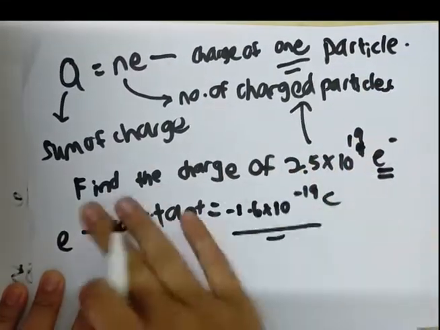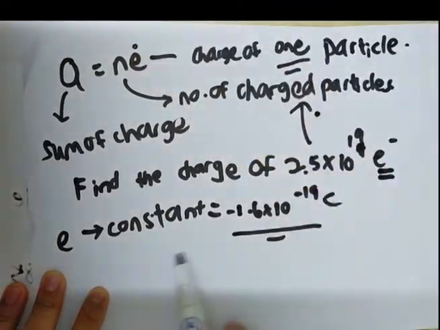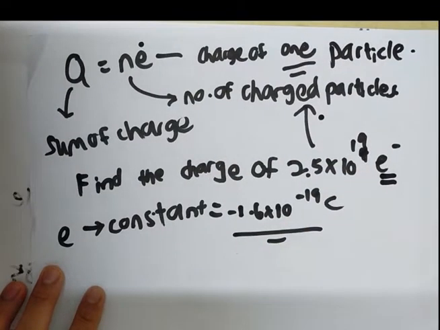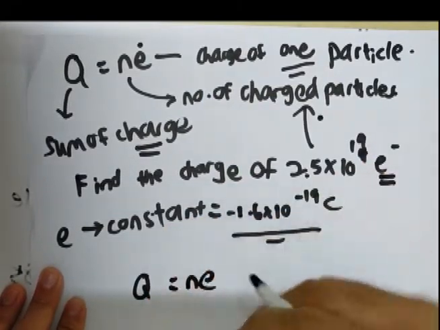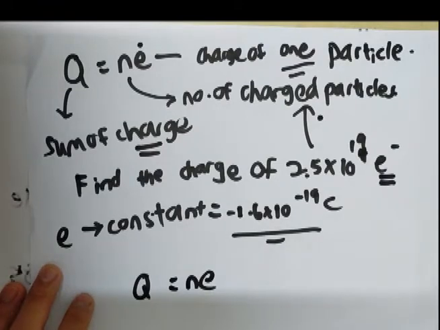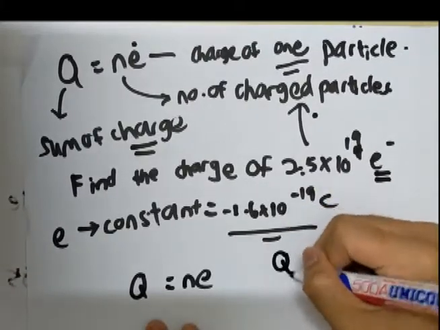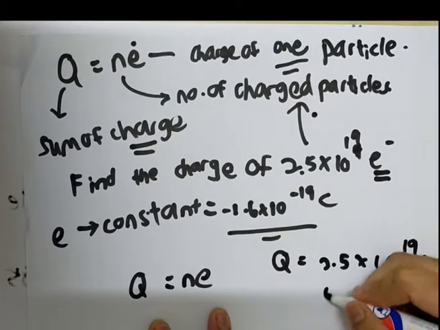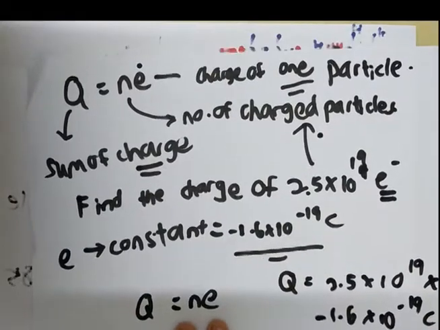So how do you find the charge of 2.5 times 10 to the power of 19 electrons? They give you the number of charged particles. This is a constant, which is negative 1.6 times 10 to the power of negative 19 coulombs. Now they need you to find the sum of charge, so you use the formula Q equals NE. Every time you do a physics question, write down the formula, so that even if you get anything wrong, you can still get a mark. So Q equals 2.5 times 10 to the power of 19 times negative 1.6 times 10 to the power of negative 19 coulombs. You get an answer of negative 4 coulombs.